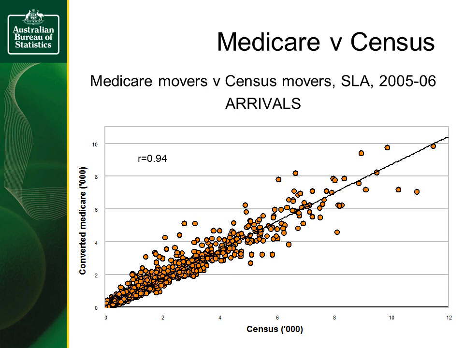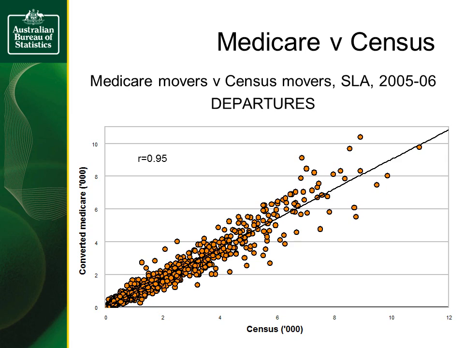A scatter plot of converted 2005-2006 Medicare-based arrivals, shown on the y-axis, against 1 year ago's arrivals data from the 2006 census, shown on the x-axis, reveals a very high correlation. Similarly, for departures, the correlation coefficient is quite high, around 0.95. Not surprisingly, the correlation between the converted Medicare and the census data was higher for those regions where we had more.